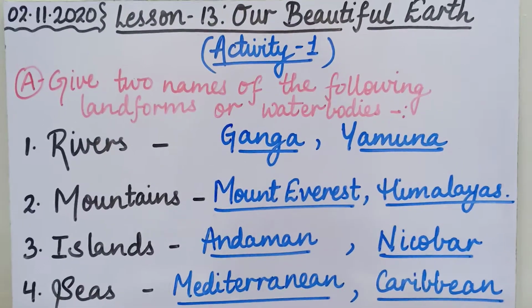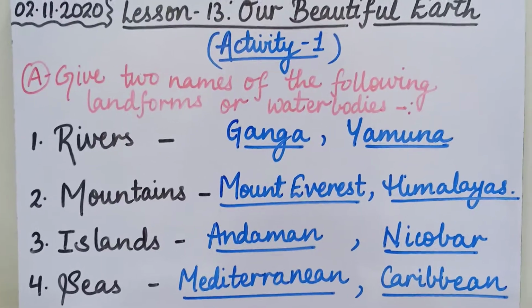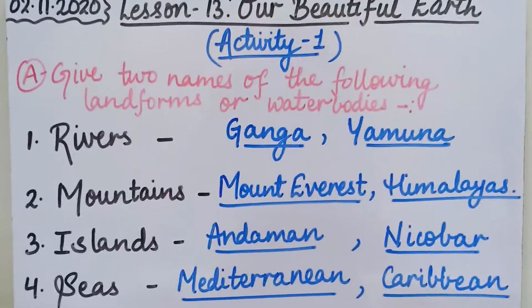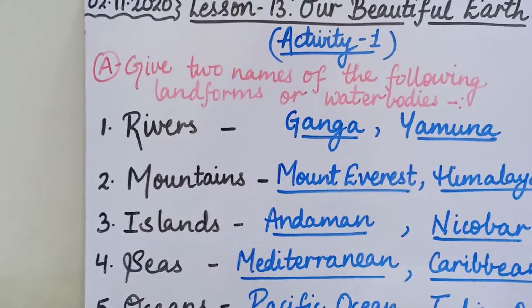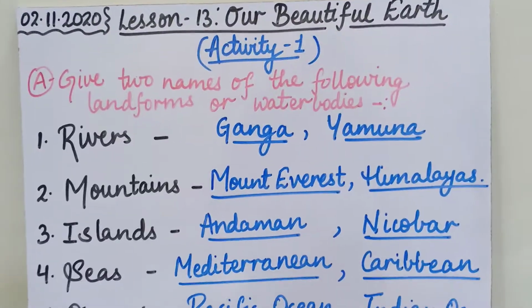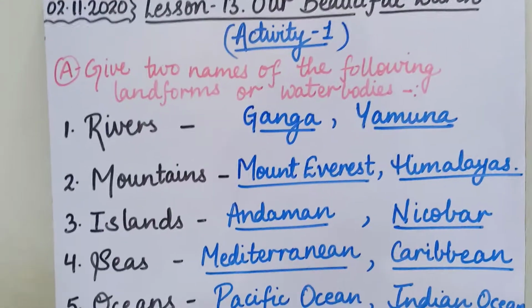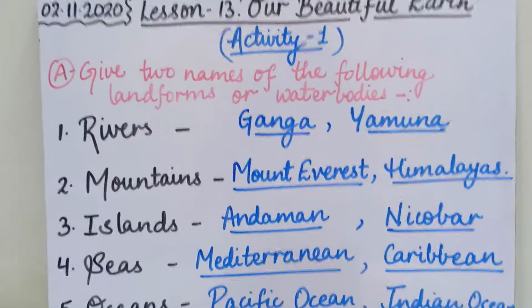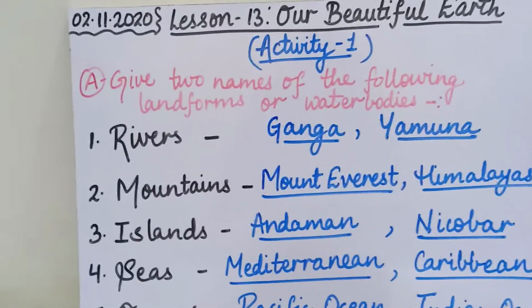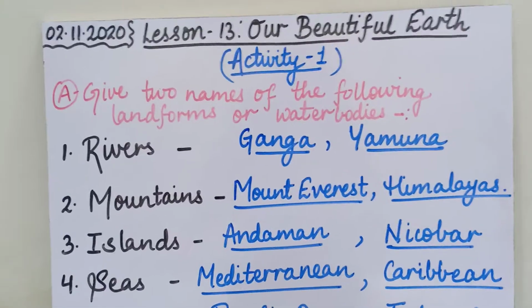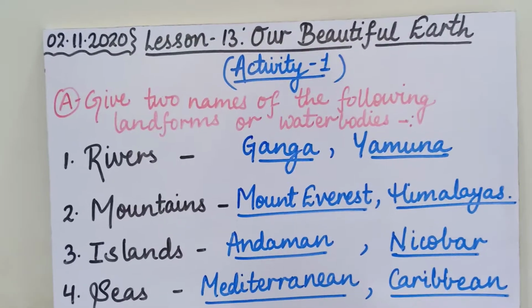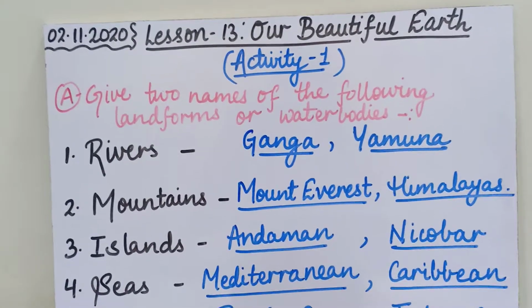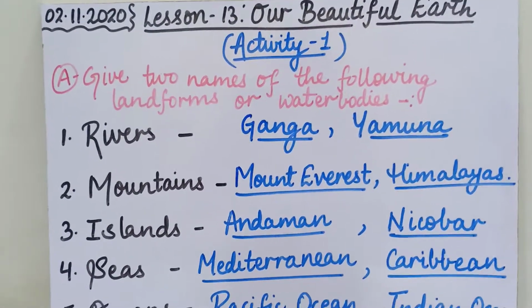So children, as you all know, today is our online EVS class, and last week we started with our new chapter, lesson number 13, Our Beautiful Earth. In this chapter you have learnt about different types of landforms and different types of water bodies which we find on our most beautiful planet Earth.